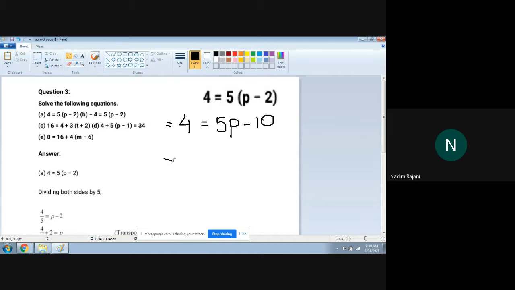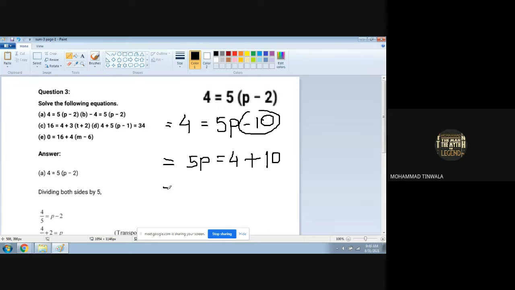No, sir. Okay. So now what we have to do, 5p should be separated here, is equal to as it is, 4 as it is. This minus 10 has to shift beside 4, so it will be converted to plus 10. Any doubt here? Did you understand or not? Yes, sir.